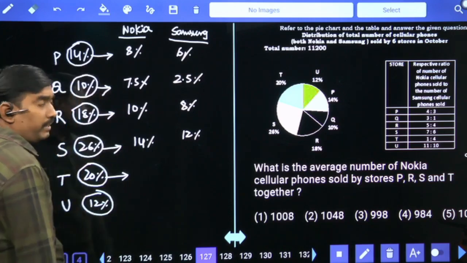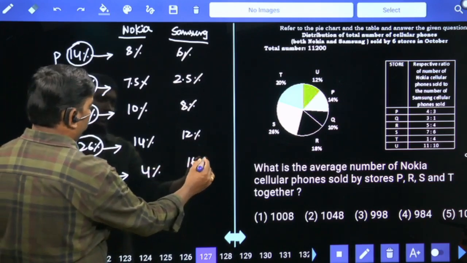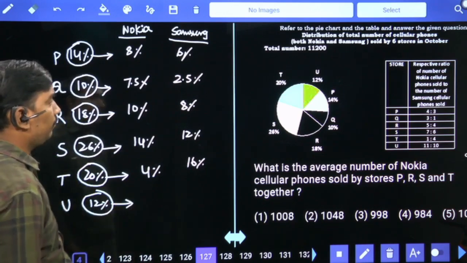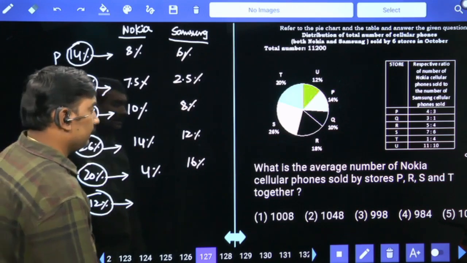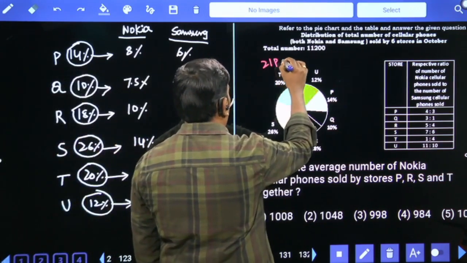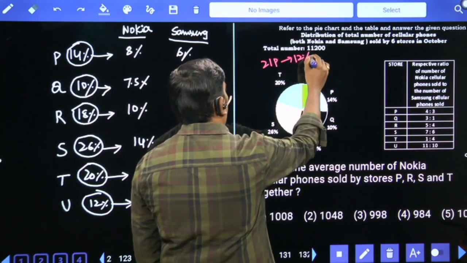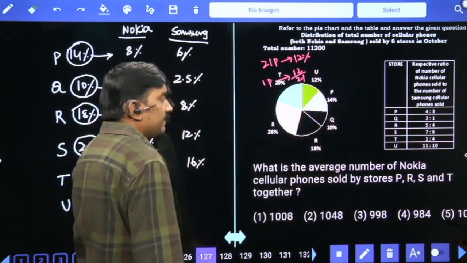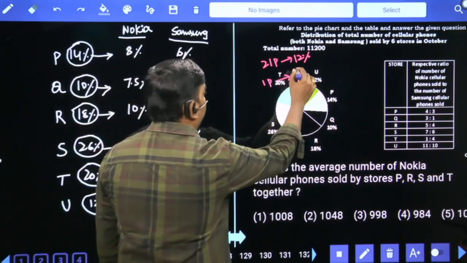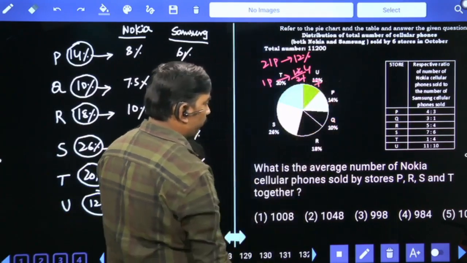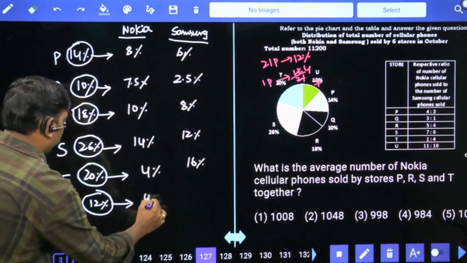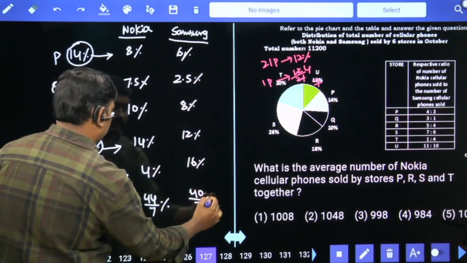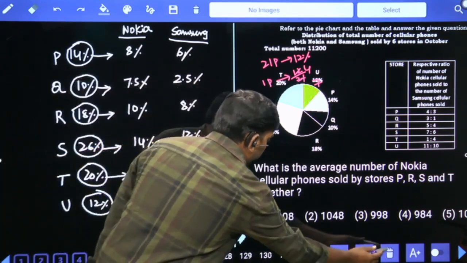T, 5 parts value 20, 1 part value 4%, 4 parts value 16%. U, 11 plus 10, 21 parts value 12%, then 1 part value 12 by 21. So it is not cancelling here. 3 7s are 21, 1 part value 4 by 7. 11 parts means 44 by 7%. 10 parts means 40 by 7%. That is U. Coming to the question here.